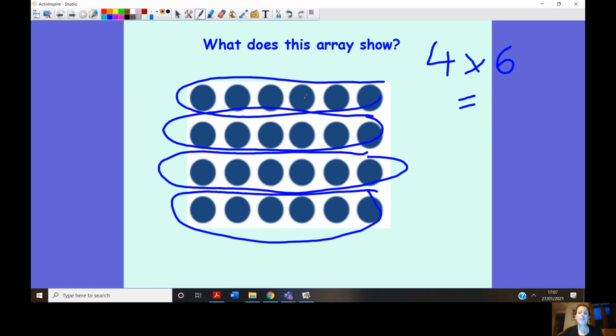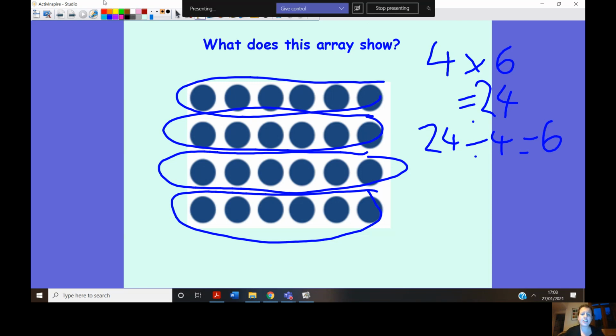1, 2, 3, 4, 5, 6. 1, 2, 3, 4, 5, 12. 1, 2, 3, 4, 5, 18. 1, 2, 3, 4, 5, 24. So if I know that 4 groups of 6 is equal to 24, I know that 24 split between 4 equal groups is equal to 6. Remember that equal groups phrase that we used during our fractions.